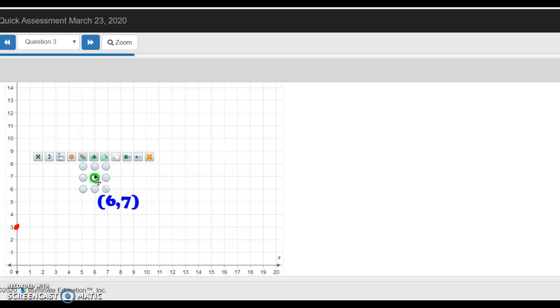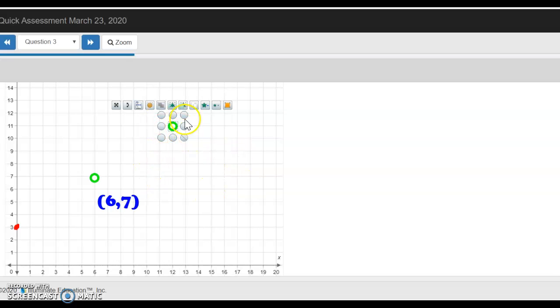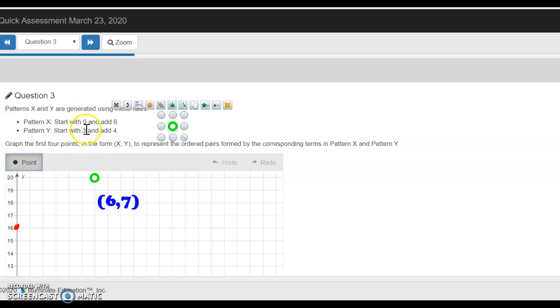So what I'm going to do is I'll make a copy of this one, and I will move this one to 12 and up to 11. And all I got to do to keep finding more of these patterns is to keep moving 6 on my x-axis and up 4 on my y. And if I'm doing that, I'd be following my rule here. X-axis adding 6, y-axis adding 4.